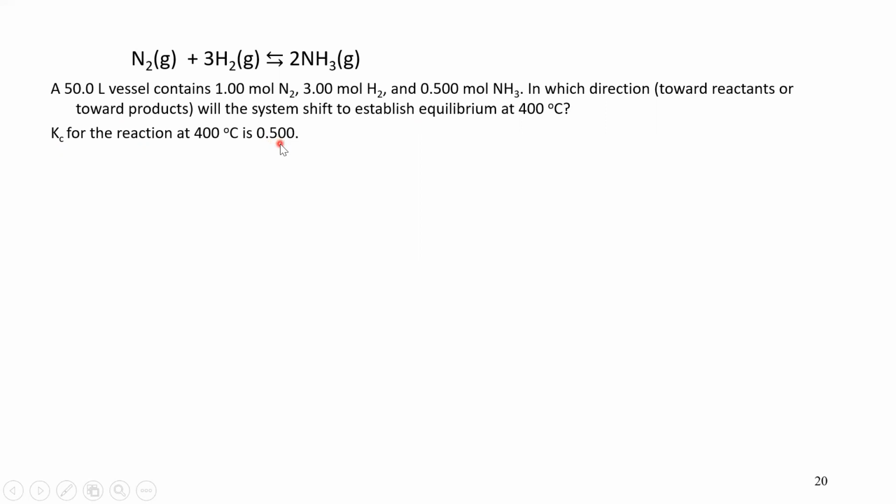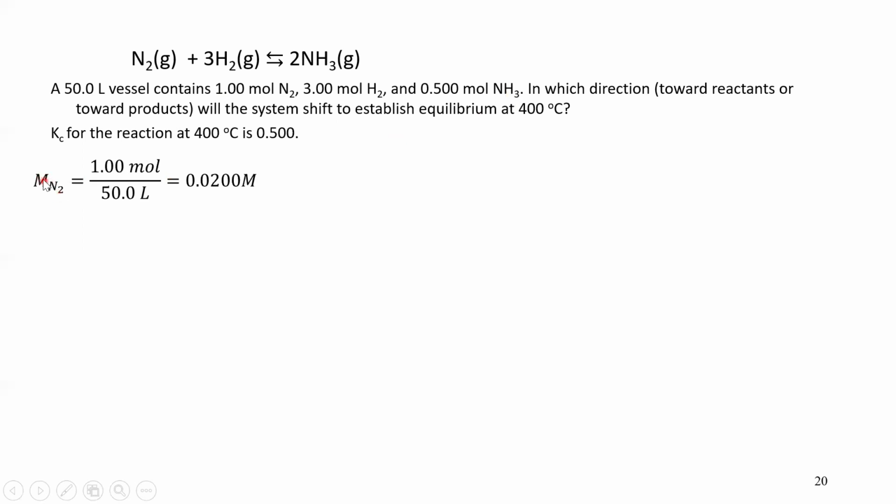But here's why this question's a little bit different. We don't have a 1-liter container like we had in the last question. We have a 50-liter container. So what we're going to need to do first is calculate the concentration of nitrogen, hydrogen, and ammonia before we can plug it into our expression. So how do we do that?